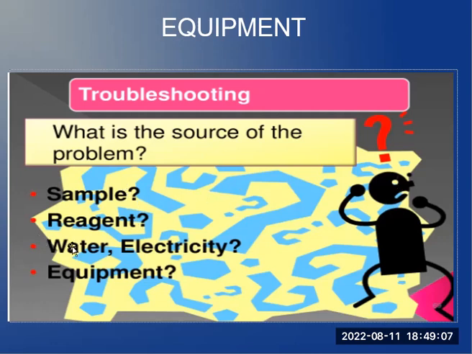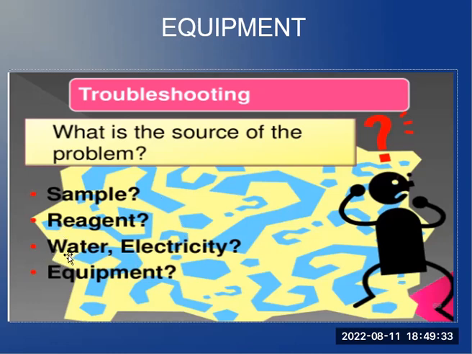Next is reagent. Usually the main problem is the expiration date of the reagent. The medtech did not check, and just took the reagent directly without knowing the expiration date. So you need to replace your reagent with ones that are not expired.